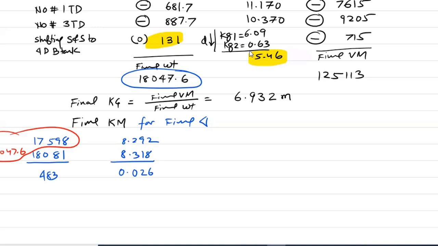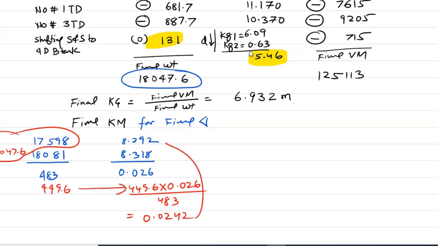18047.6 minus 17598. If you know the shortcut, then again do let me know. This value will get 449.6 multiplied by 0.026 divided by 483. I get this value 0.024, and this 0.24 it's increasing.